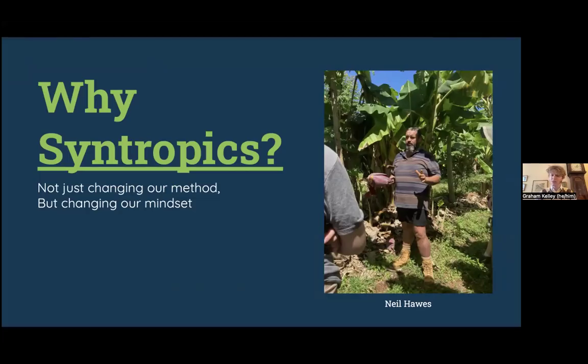And why then did we choose Syntropic? Syntropic is a method of farming. Why would I choose it for reforestation? Well, I'm not trying to change the method we're using. We're trying to devise a method. I more wanted to change the mindset we approached it with. And on the right, you're going to see Neil Hawes. He's a fourth generation farmer who's been living in Australia his whole life. He spoke to us and told us a really interesting story of the issues he faced and what those issues forced or inspired him to do.